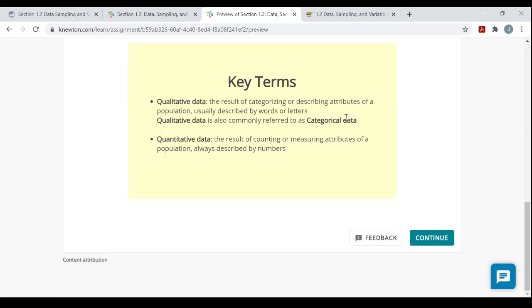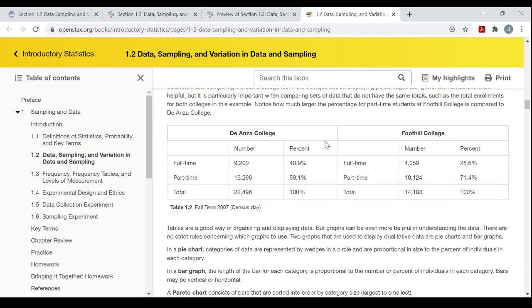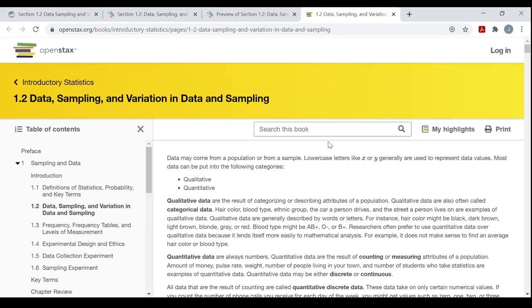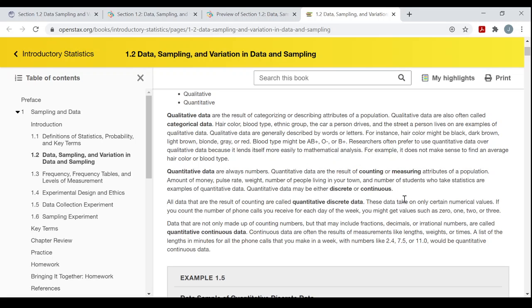Now another part of the title of the objective was on discrete and continuous data, right? Which you should be seeing here, in section 1.2. Not everything in the more instruction is taken directly from the OpenStax book, but you should always, I would recommend, have the OpenStax book open as well. So again, qualitative, categorical; quantitative, numbers. Quantitative data are the result of counting or measuring attributes of a population, right? Getting numbers.